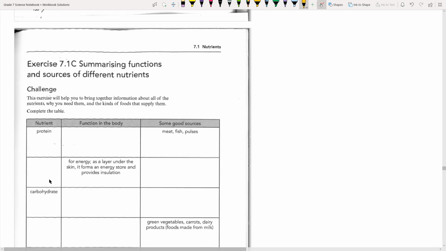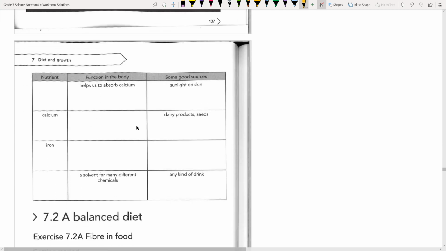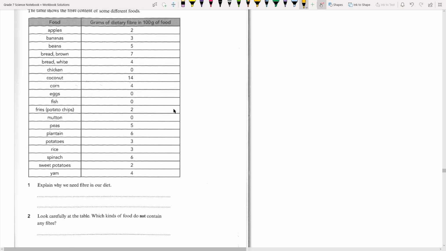Okay, summarizing functions. For proteins, we just did this chart. I just showed you this chart, where you can fill this up easily now. Then fiber in the food, it's giving different amounts. Why do we need fiber? For better digestion, we need fiber. Look carefully at the table. Which kind of food does not contain any fiber? That would be eggs, the fish, the mutton, the chicken. Any other zeros? We need to mark out the zeros. So these are the foods that do not contain any fiber.